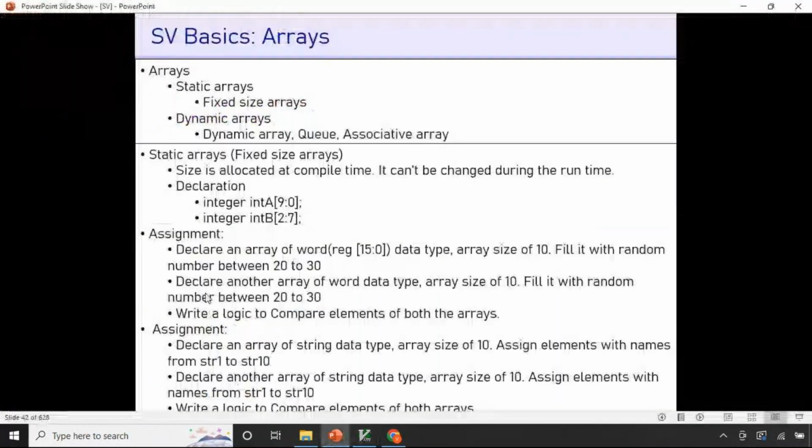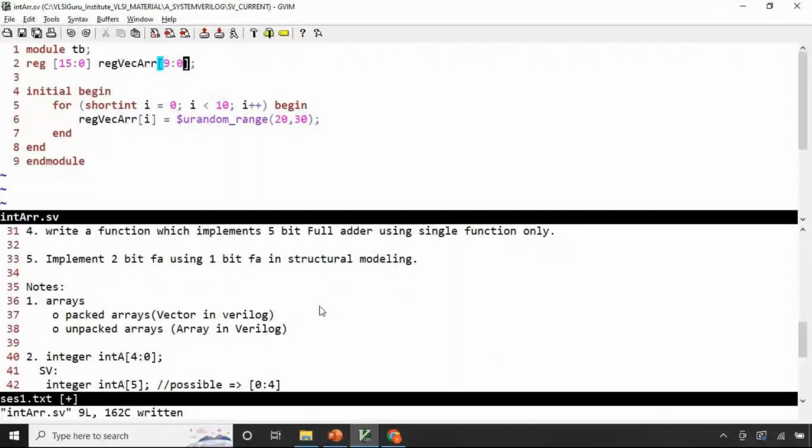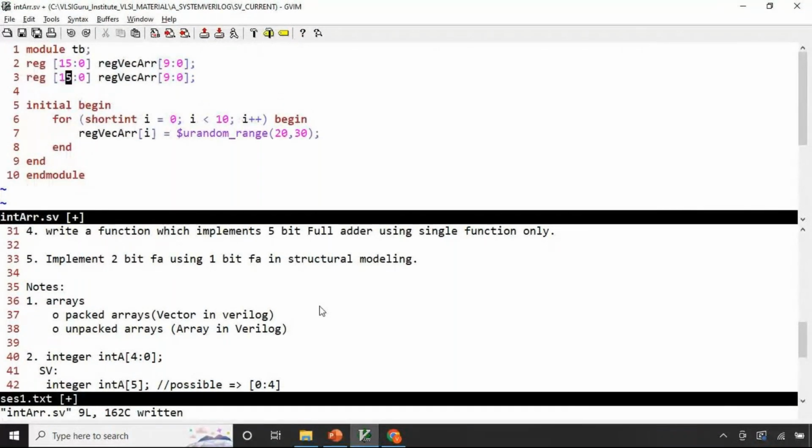Declare another array of word data type, same thing. Array of size, fill it again with a random number between 20 to 30. Again, what do you want to do? Let's declare another array, array 1. It's the same type of array. Code will be same.